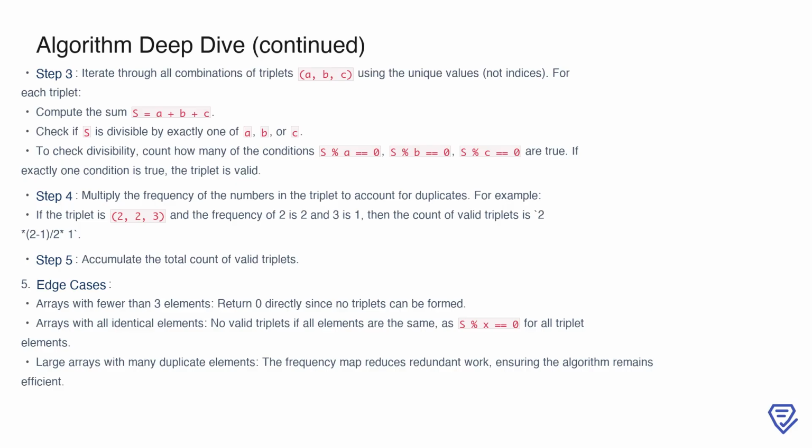It's also important to handle specific edge cases, such as arrays with fewer than 3 elements, where no triplets can be formed, or arrays with all identical elements, where the condition fails as S % x == 0 for all triplet elements. Using the frequency map helps to keep the algorithm efficient, even for large arrays with many duplicates.